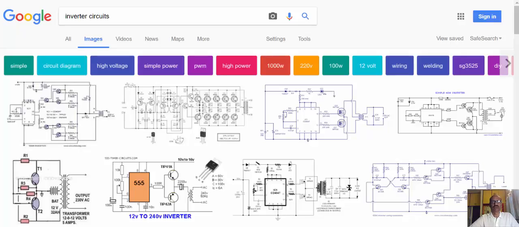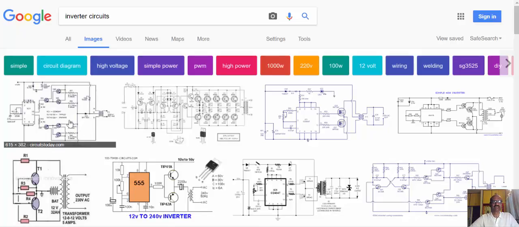Let us try today to analyze the inverter circuits on the internet. There are a large number of inverter circuits we will find on the internet, and we will see which one would be the best and which have drawbacks. For example, in the heading here we find references to circuit diagram, then high voltage and high power, then certain wattages and wiring, welding, and then some ICs, and we find several circuits here. So now let's first take a circuit up.